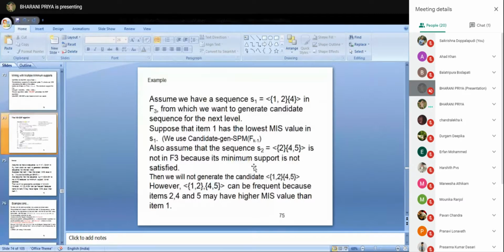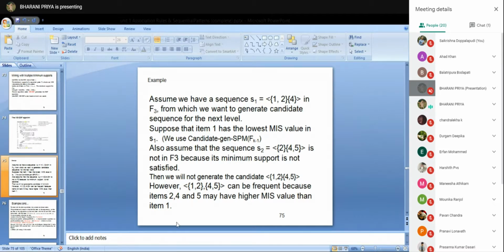Assume that we have a sequence here. Try to understand. I have a sequence 1 2 4 in F3, from which we want to generate candidate sequences for the next level. Suppose that item 1 has the lowest MS value in S1. Also assume that sequence S2 is not in F3 because its minimum support is not satisfied. So as 245 is not frequent, you cannot generate 1245.